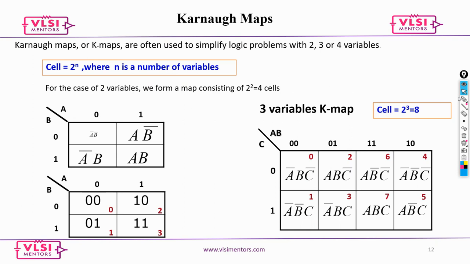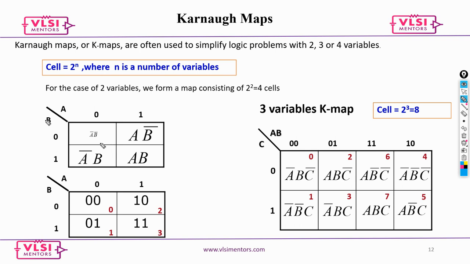Okay, now let's talk about Karnaugh maps. You have one cell, two cells, three cells, and four cells. The total number of cells is going to be 2 to the power n, where n is the number of variables. Here, you have A and B, two variables. So the first is going to be A bar B bar, and then A B bar, and then A bar B.